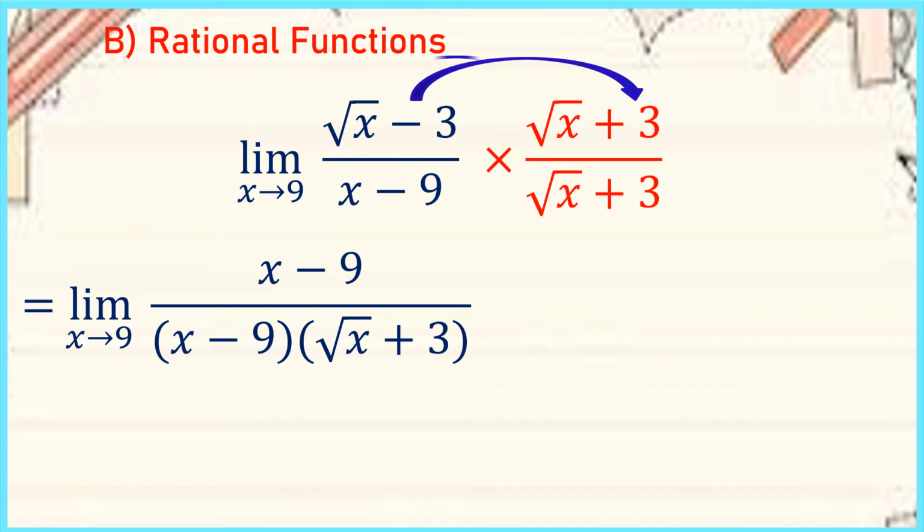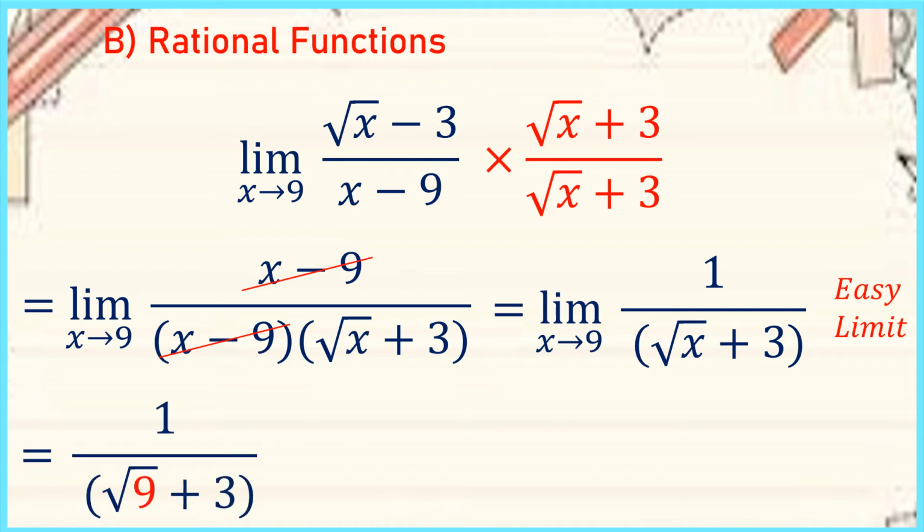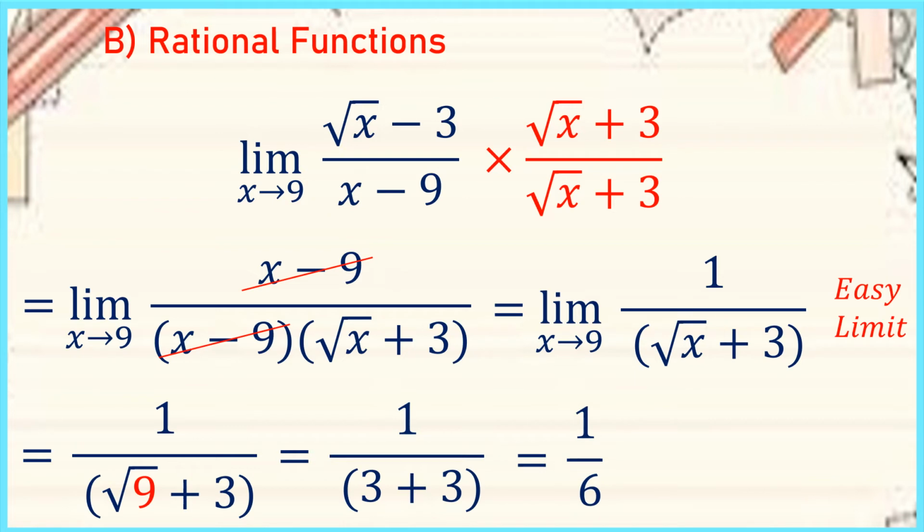So simplifying further, we can cancel x minus 9 and x minus 9. So what's left is limit of 1 over square root of x plus 3 as x approaches 9. And this one is another easy limit, meaning we are going to put the value of x immediately. In doing this, we will be getting 1 over square root of 9 plus 3. And square root of 9 is 3, so we will be having 1 over 6 because it is 3 plus 3. So limit square root of x minus 3 over x minus 9 as x approaches 9 is equal to 1 over 6.